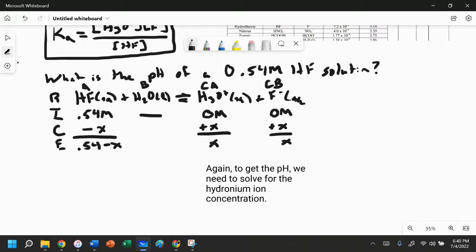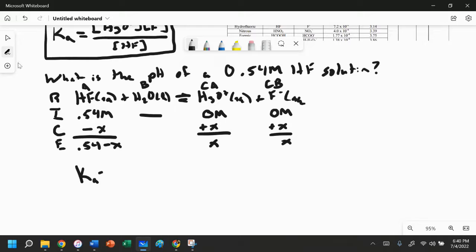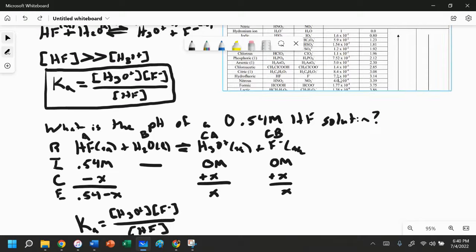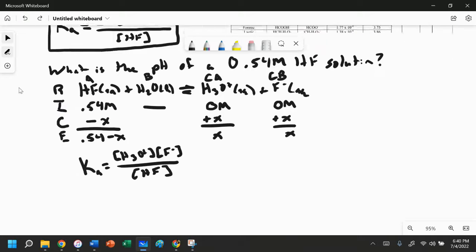So how are we going to solve this problem? Well, we're going to use the equilibrium expression, the Ka expression. So the Ka for hydrofluoric acid is the products, H3O positive times the conjugate base, fluoride, divided by the concentration of the original acid, HF. And now we can substitute our equilibrium amounts into this expression. If we look up hydrofluoric acid's Ka value, it's 7.2 times 10 to the negative 4. So that's what we're going to plug in for the Ka.